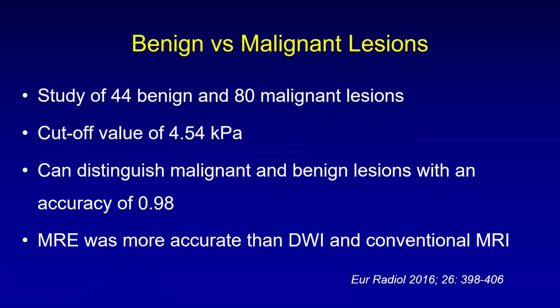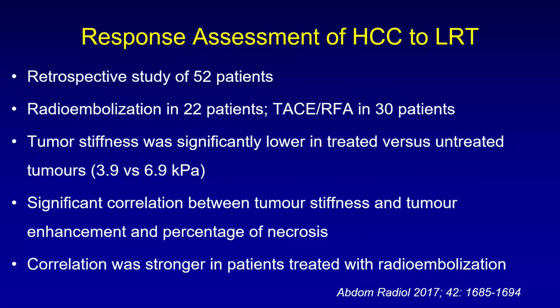Benign versus malignant lesions: this is a study of 44 benign and malignant lesions. The cutoff value of 4.54 kilopascals can distinguish malignant and benign lesions with an accuracy of 98% as per this study. And MRE was more accurate than diffusion-weighted imaging and conventional MRI.